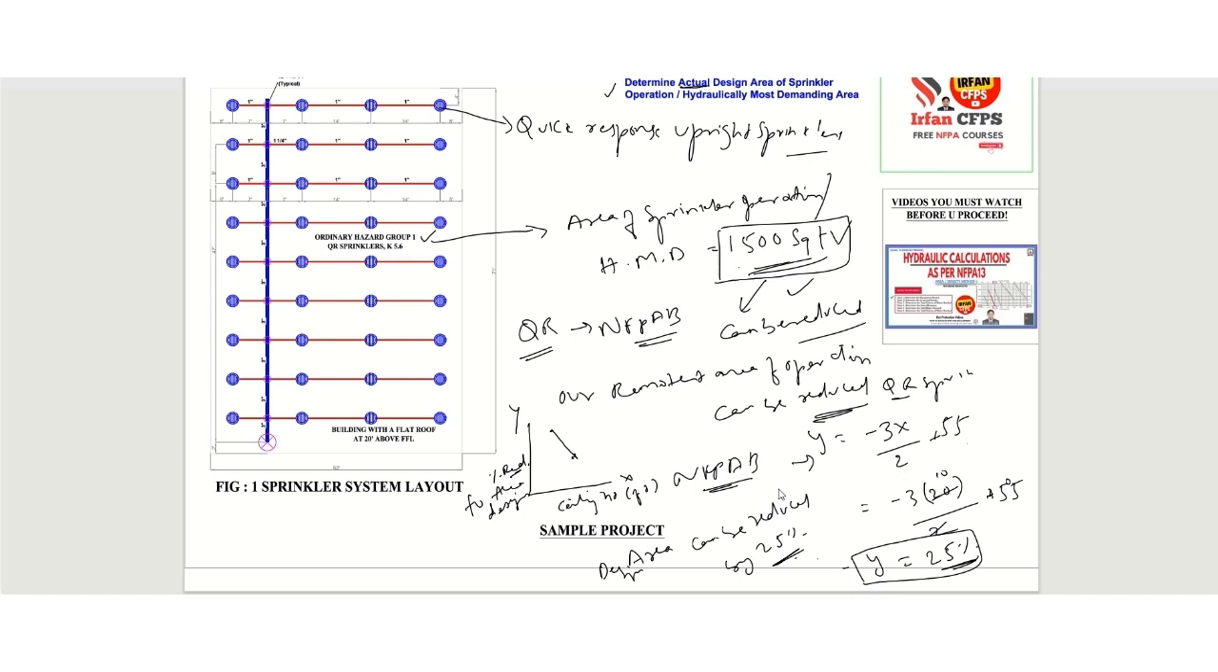So now the design area A, or hydraulically most demanding area A, will be 1500 multiplied by 0.75. So it will come to around 1125 square feet. So the actual design area will be 1125 square feet. And now we need to calculate the length of the remotest area.